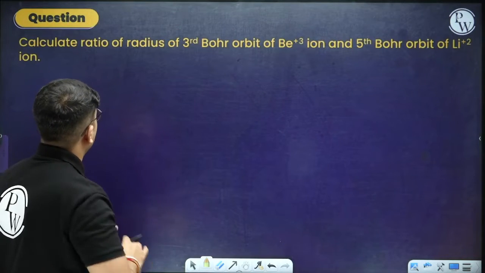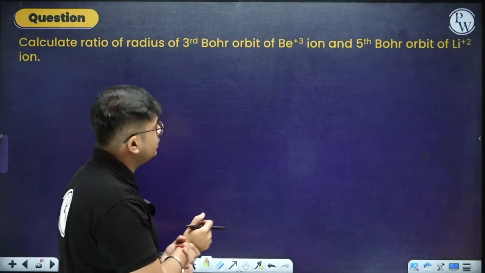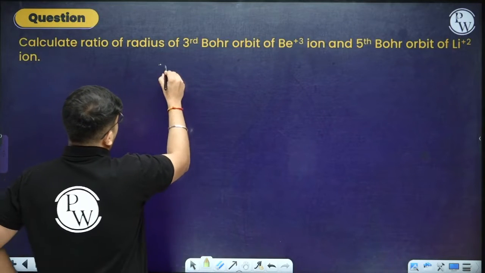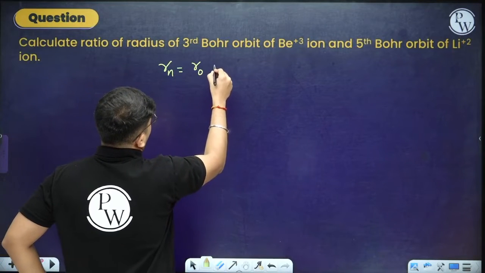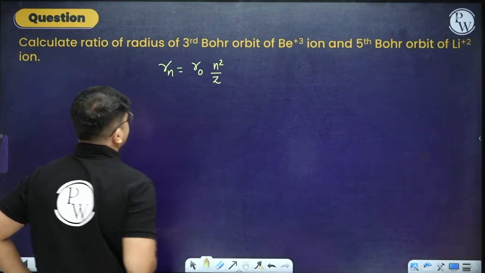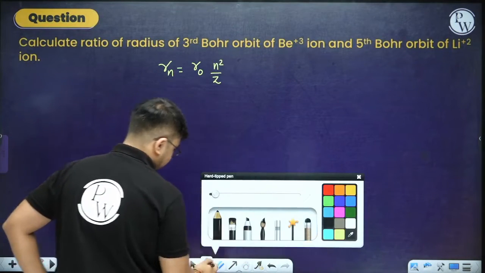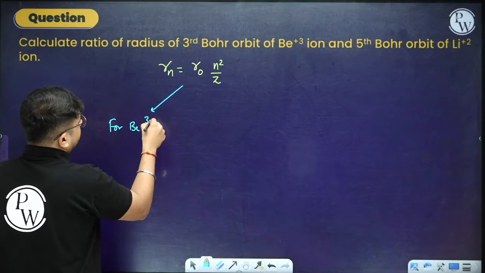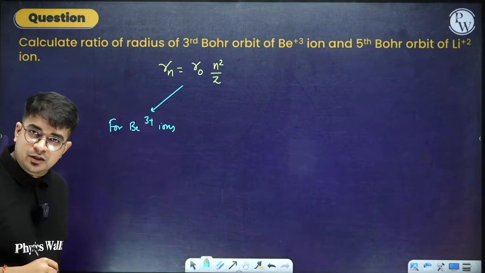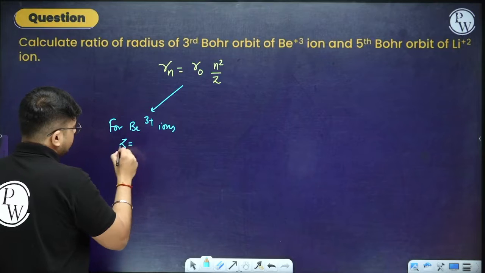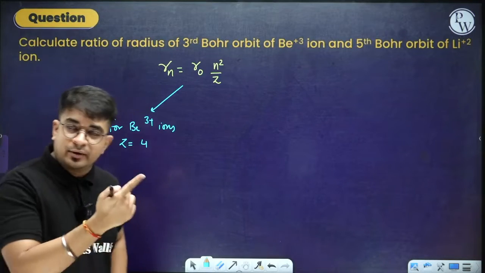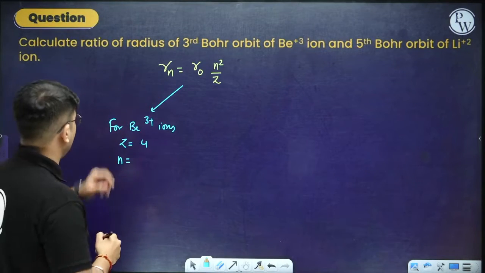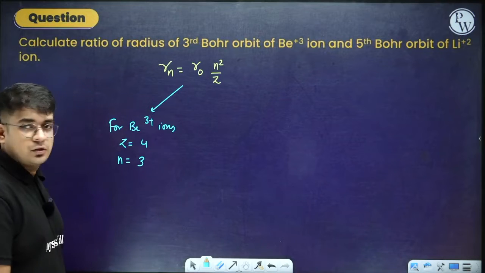Okay, so we have one question. Calculate the ratio of radius of third Bohr orbit of beryllium 3 positive ion and fifth Bohr orbit of lithium 2 positive ion. So we know that Rn is equal to R naught multiplied by n square by z. Now first part. For beryllium 3 positive ion, a hydrogen-like species, Z value will be 4. Hydrogen, helium, lithium and beryllium. So Z is 4 and n value is already given, which is third Bohr orbit.